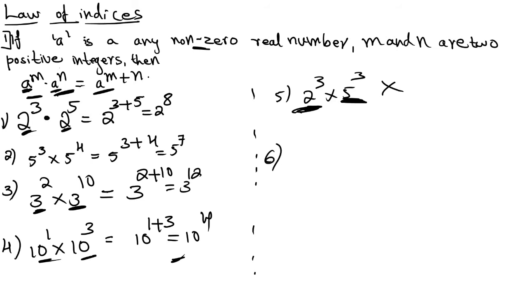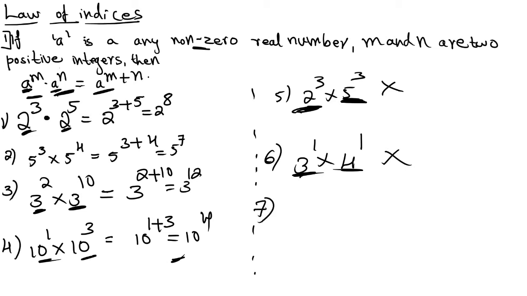Or take the next example. See, 3 to the power 1 into 4 to the power 1. See, here the powers are the same, but what about the base? Here, see, they have different bases. Here also we can't multiply. Or take the next example.